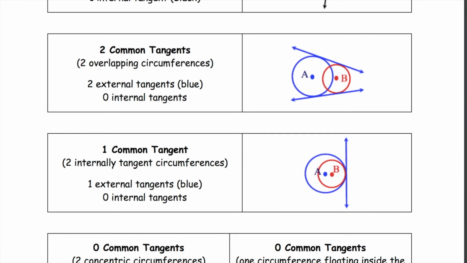Two common tangents when we have two overlapping circumferences. One circumference, two circumferences. See, they overlap. That means they cross each other. We have two external tangents, the blue lines, 1, 2, and 0 internal tangents because they are overlapping. Nothing can be on the inside.